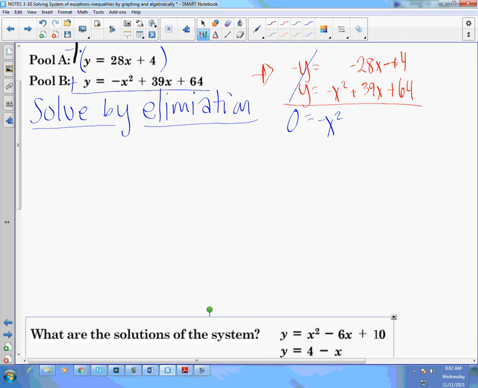Again, just think 39 minus 28. Reverse the order. 39 minus 28. 9 minus 8. So 11 x's. And -4 plus 64, Jenny? 60.